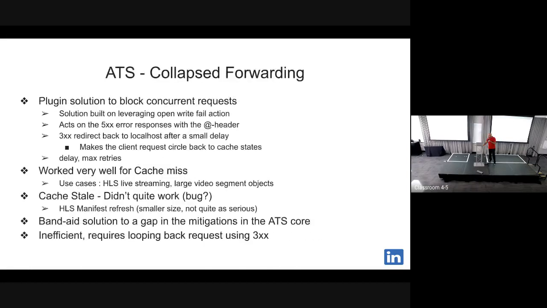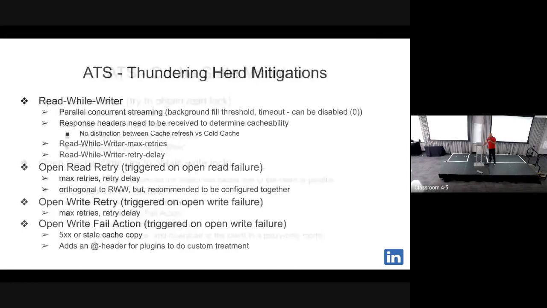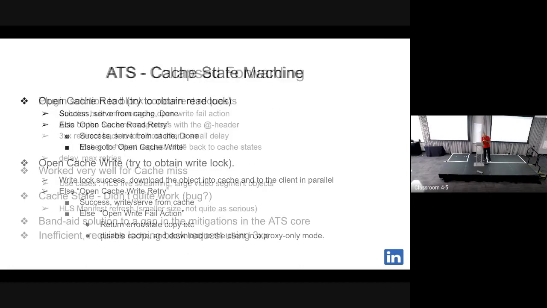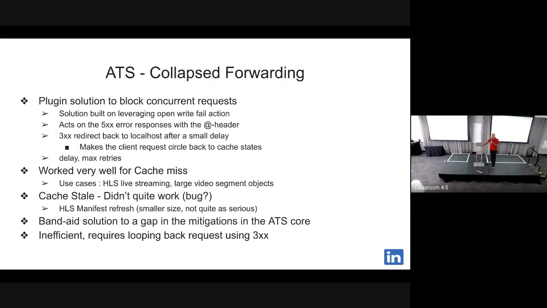Where were we? So that's the open write fail action. Building on that, we wrote a plugin called collapsed forwarding. Essentially, what this plugin was doing was to intercept, not intercept in the ATS terminology, it's more like grab the 502 signal on the send response hook, I think. Instead of sending back the response to the client, it would basically look for this other header, which said that this happened because of open write fail.